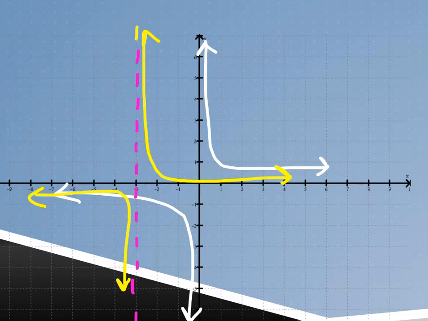Up and down. Good. Horizontal is what? Left and right. Guys, if I have a vertical line, is it x equals or y equals? A vertical line, x equals. Good.